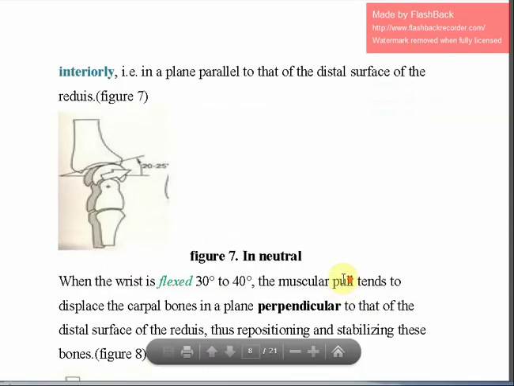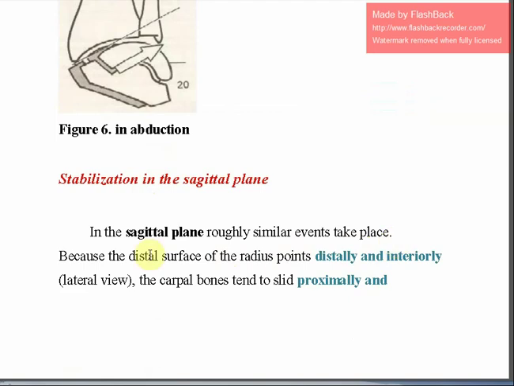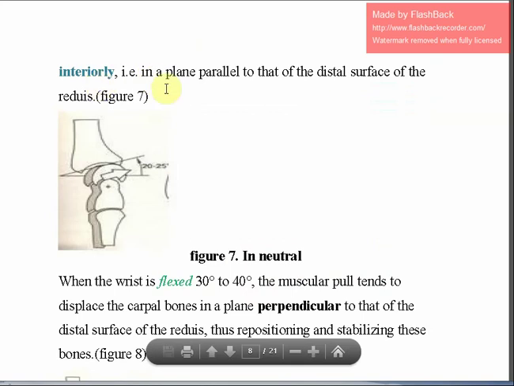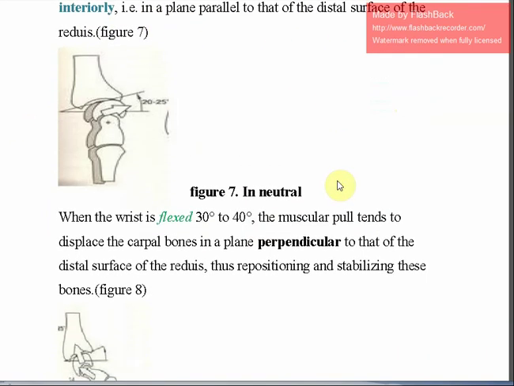So how does the stabilization take place in the sagittal plane? It is roughly similar events here also, but because the distal surface of the radius points distally and anteriorly, the carpal bones tend to slide proximally and anteriorly, that is in a plane parallel to that of the distal surface of the radius. This is figure 7, depicting the neutral position of the wrist.